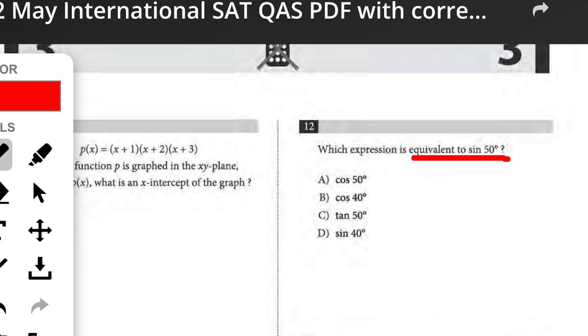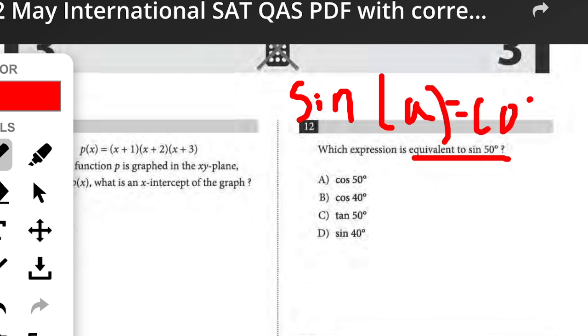One thing I think a good trigonometry thing you should know is that, let me write it like this, so it's easier to understand. Sine of A is equal to the cosine of 90 minus A.